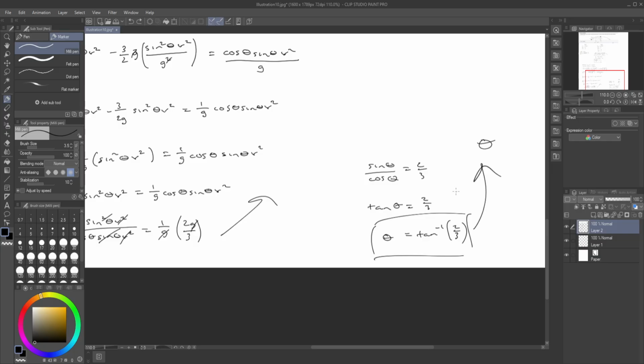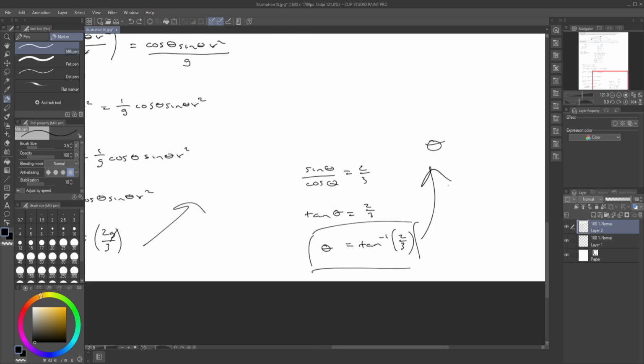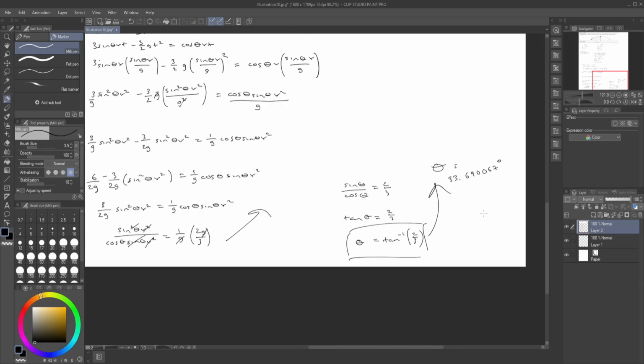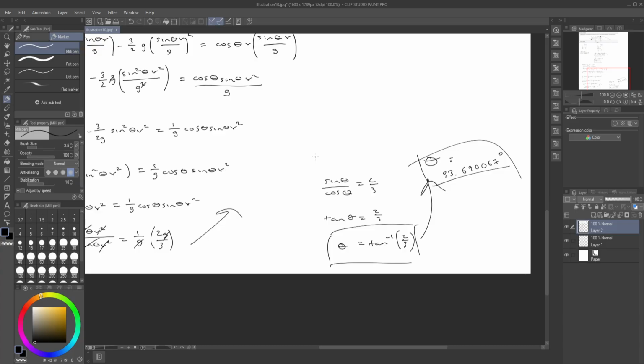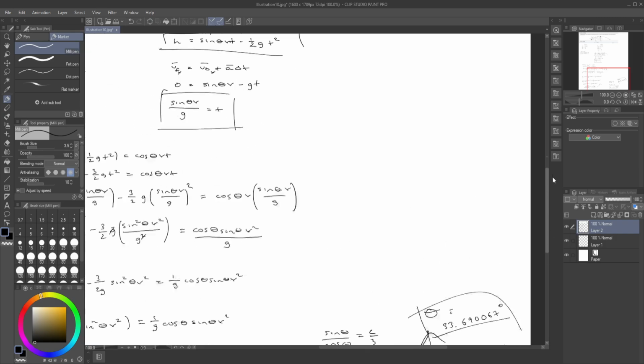And we can evaluate this for theta by taking the inverse tangent of 2 over 3, which will give you some numerical value for your angle. Use your calculator to solve it, and you should get 33.690067. Round that to the proper amount of significant figures, and you're done. That is your solution to this question.